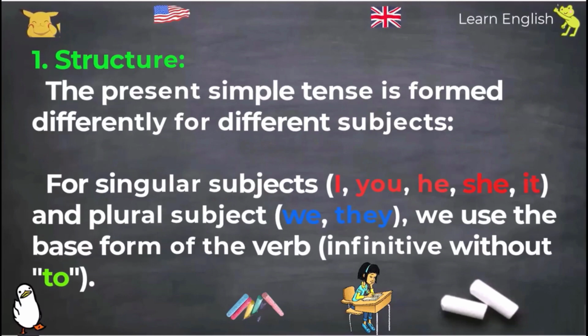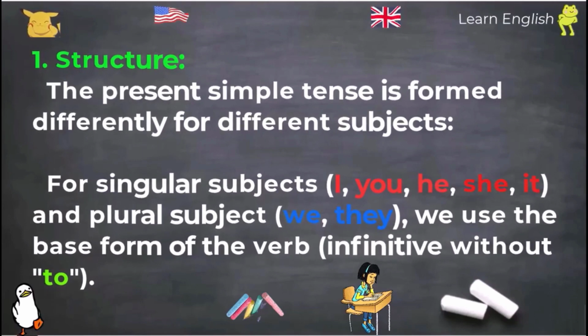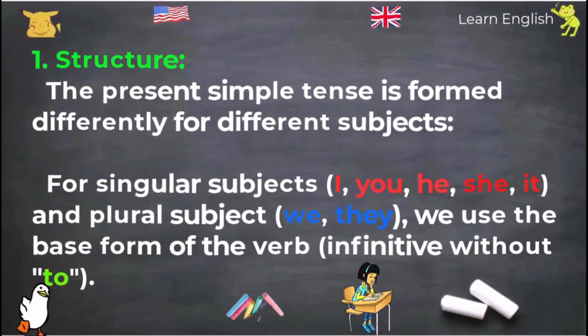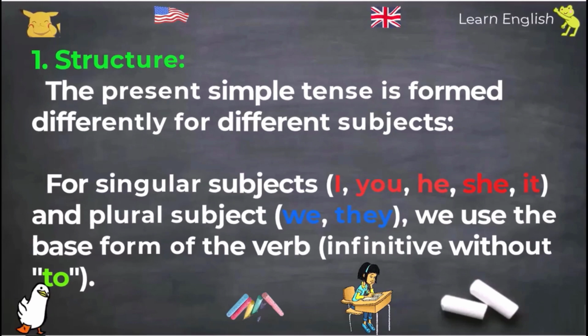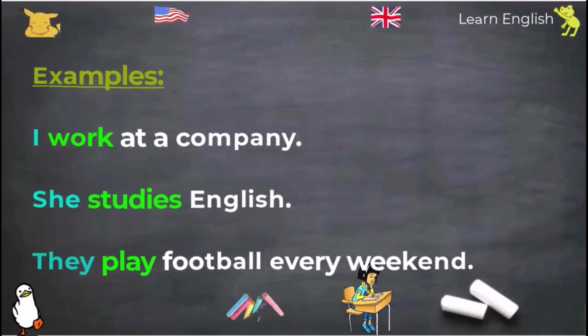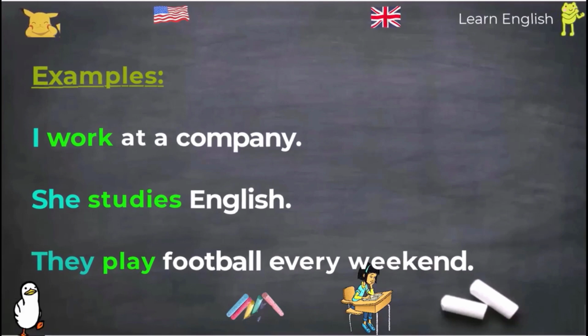Structure. The present simple tense is formed differently for different subjects. For singular subjects I, you, and plural subjects we, they, we use the base form of the verb, infinitive without to. Examples. I work at a company. She studies English. They play football every weekend.